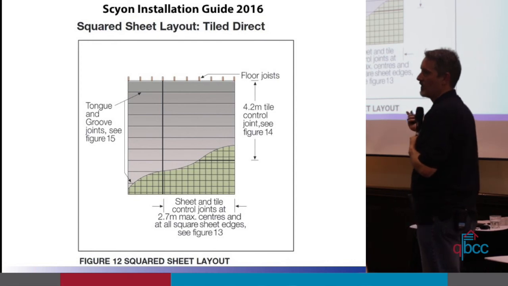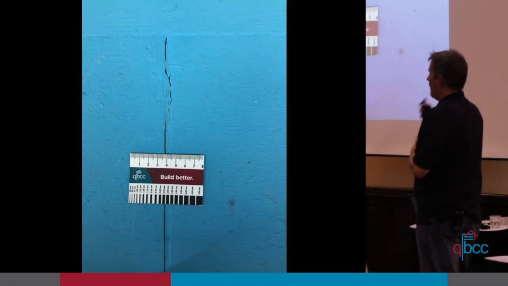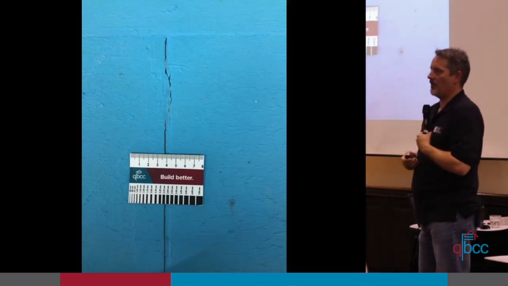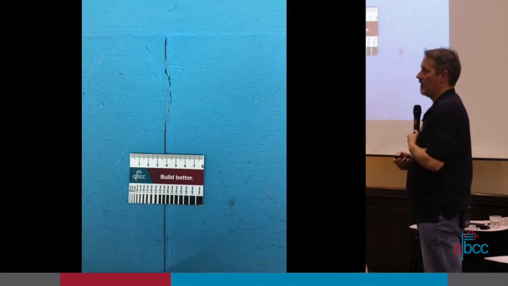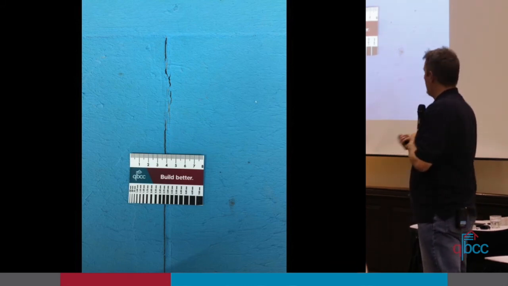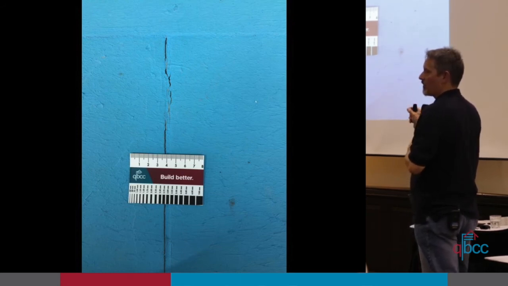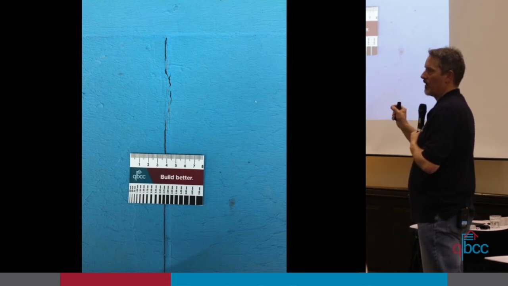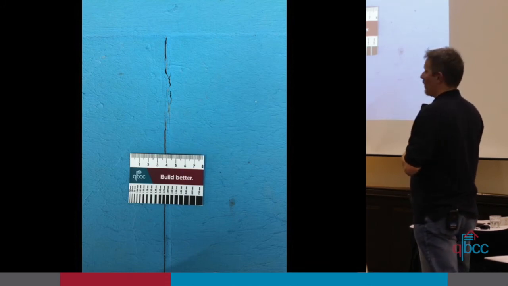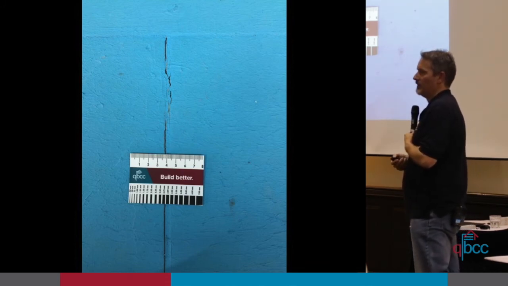Okay, any questions? So generally I get asked what happens if you don't. Well, that's what happens if you stagger the sheets. Just through thermal cycling, those end joints don't have a tongue and groove, so they'll close up, shrink, close up, open up, close up, open up, close up, and they will tear the membrane every time.